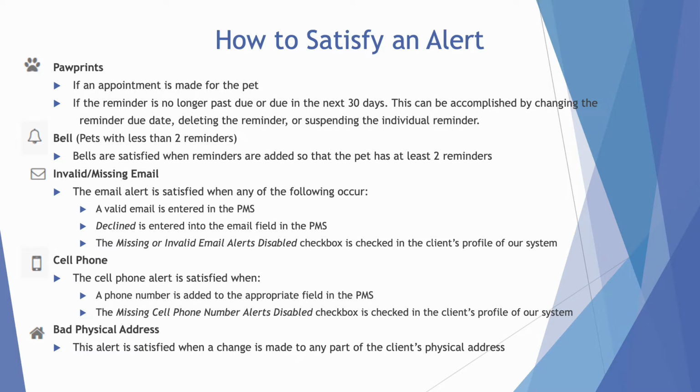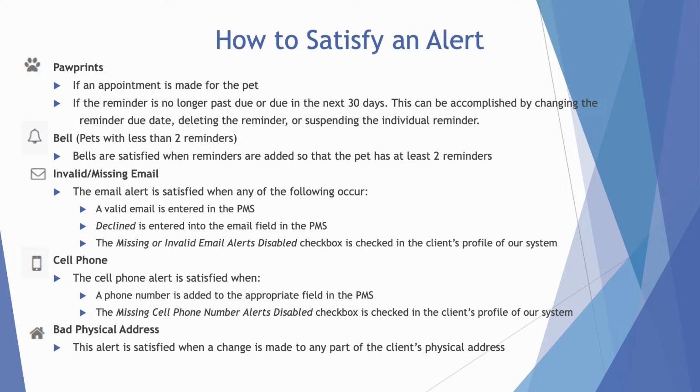So the next 3 pretty much all work the same thing. Invalid missing email, cell phone, bad physical address. If it's an email, it's got the little mail. Cell phone has the phone, and the bad physical address has the home. The alerts are all going to be satisfied when you enter it into your practice management system and it's valid. It's all you have to do. Just get the information in your system. It's going to satisfy that alert, okay? We'll talk a little bit more about what to do because there have been occasions where it'll come back and it'll show that it's still invalid after you've already corrected that. So we'll talk about that in the next email.